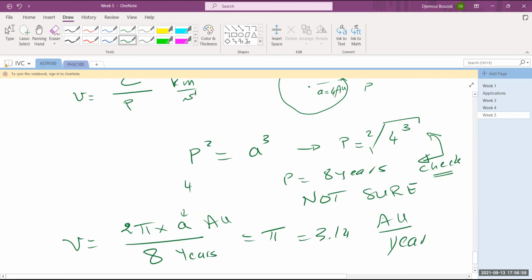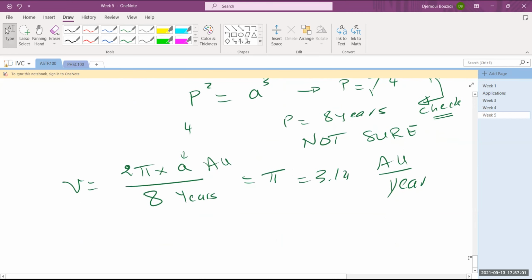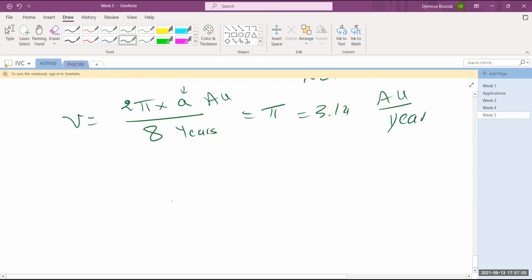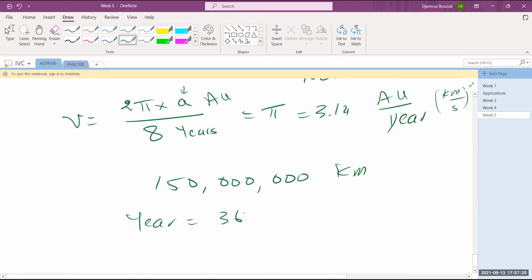I need to make sure that these numbers are actually in proper units. An astronomical unit is 150 million kilometers. They want it in kilometers. They don't want it in astronomical units per second. So 1 AU is 150 million kilometers. That's easy. A year is 365 days, and a day is 24 hours, and an hour is 60 minutes, and a minute is 60 seconds.